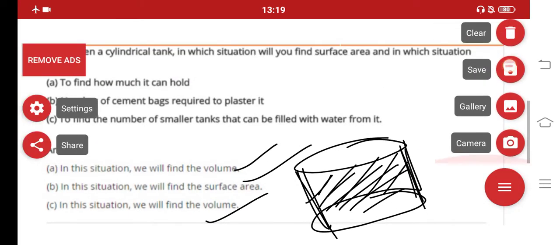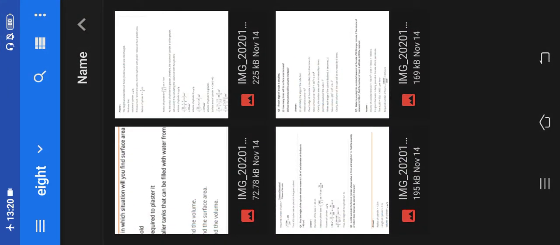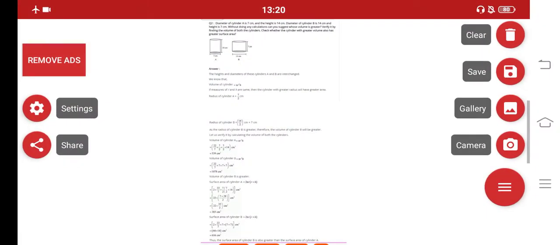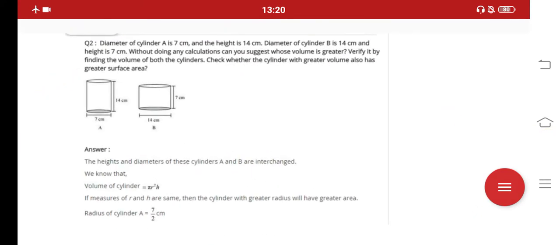Now let us see what is given in question number 2. So see here, this is our question number 2. Now what is given in question number 2? The diameter of a cylinder A is 7 centimeter, height is 14. So diameter is given. By dividing it by 2 we can take out the radius. So see, the radius of the cylinder is 7 by 2. Now next, the diameter of cylinder B is given and the height of cylinder B is given.